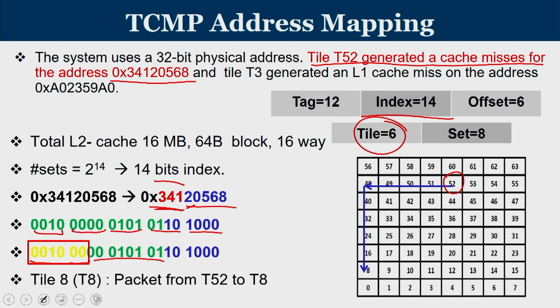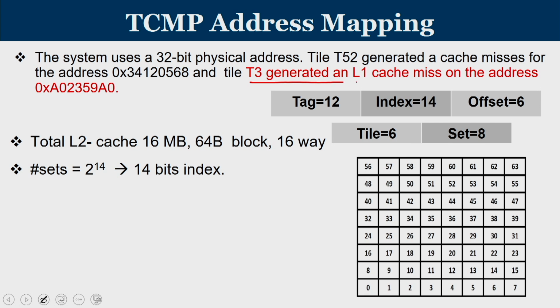So, the request is going from 52 all the way to 8, and what we have found out is it is tile 8. We do not know where it is. By looking at the address, looking at these 6 bits will tell you where the request is going, and the cache block will be returned from 8 to 52 by XY routing following this path.